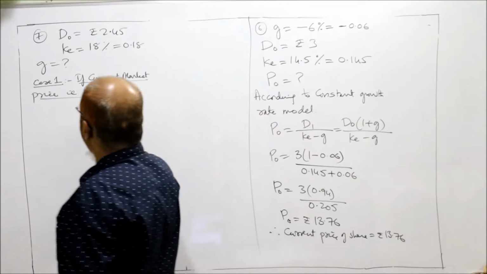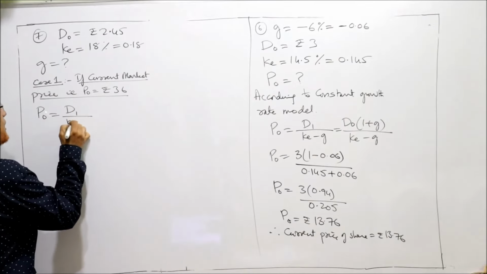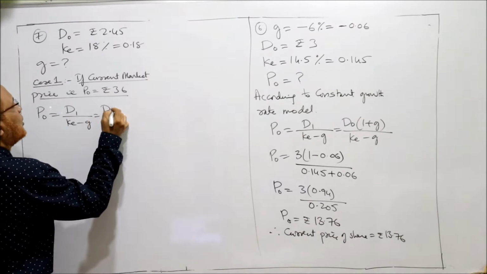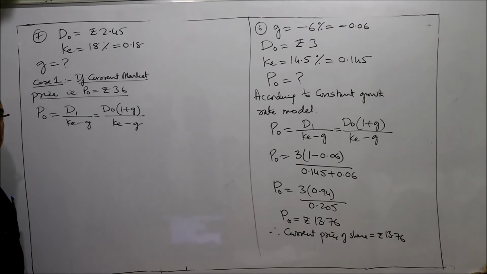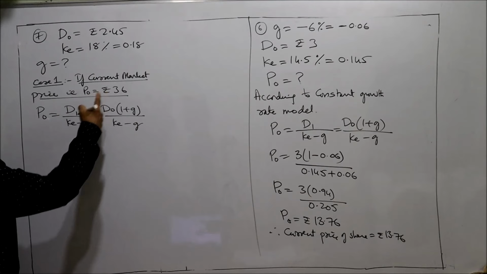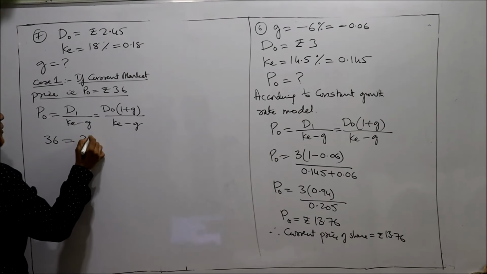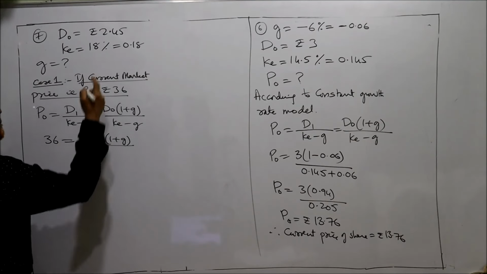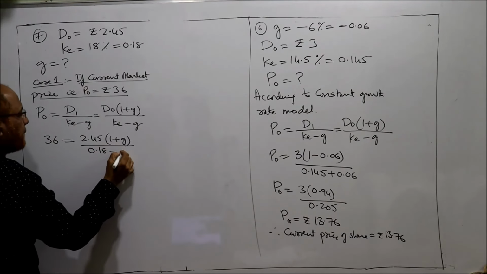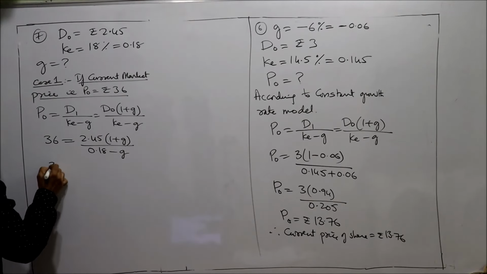Okay, so P0 is equal to D1 divided by Ke minus G, is equal to D0 into 1 plus G divided by Ke minus G. Same formula. So P0, what is the P0 value? 36 is equal to D0 is 2.45, 1 plus G divided by Ke 0.18 minus G.